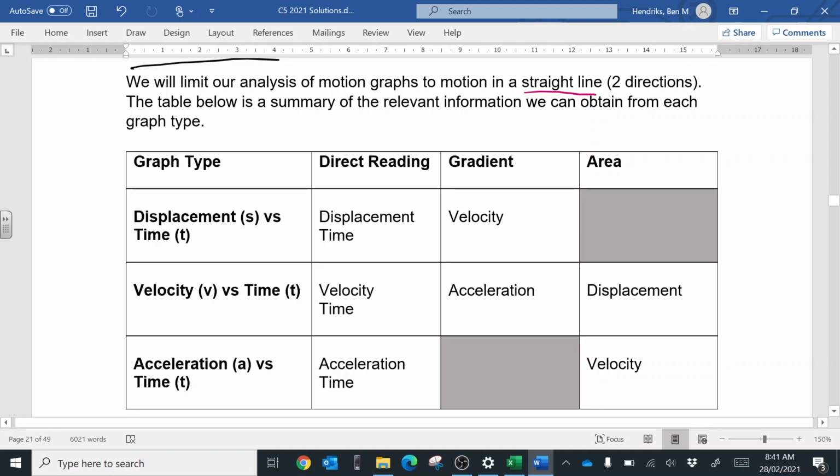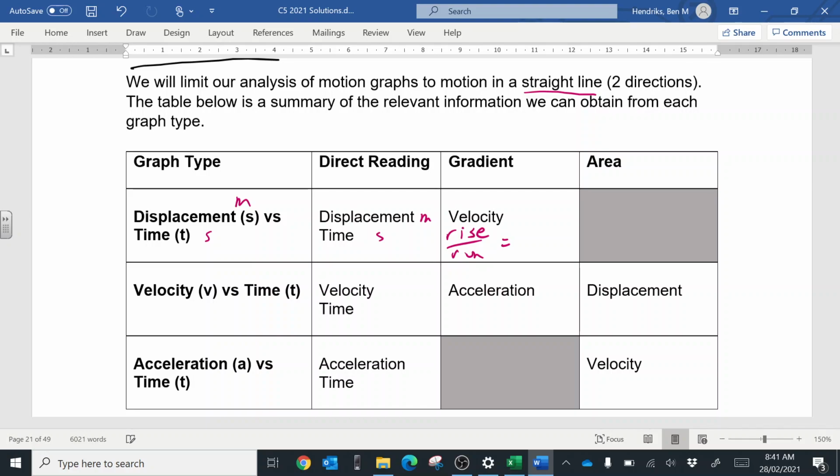So if we have a displacement versus time graph, so remember S, this is actually meters versus time in seconds. We can get the direct reading of what the displacement is for a given time, but we can also calculate the velocity from the gradient, because if you remember, gradient is equal to rise over run.